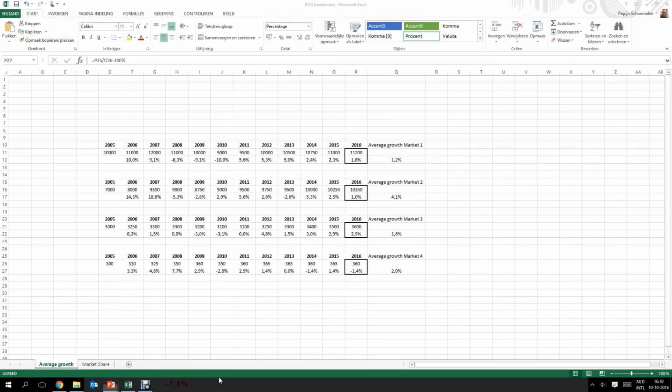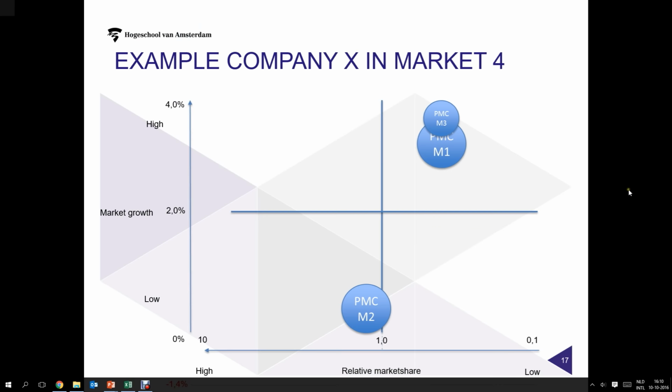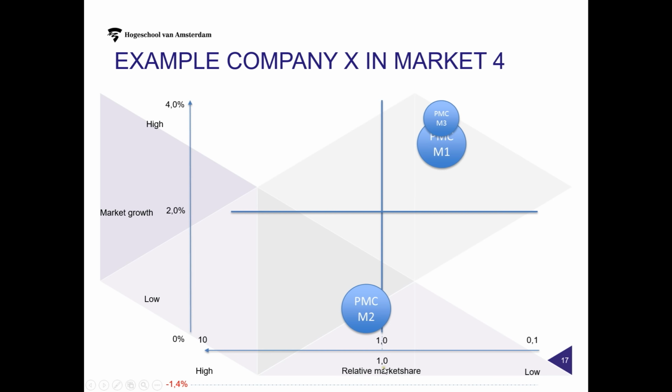and we have a relative market share in market 4. We are under number 2, so we're doing well, and this is 1, because 16 divided by 17 is 1, which is the indicator, and which is halfway. So halfway we have our market share here, relative market share, and our product market combination number 4 will be here, which is kind of a dog, kind of a cash cow, but in a declining market.